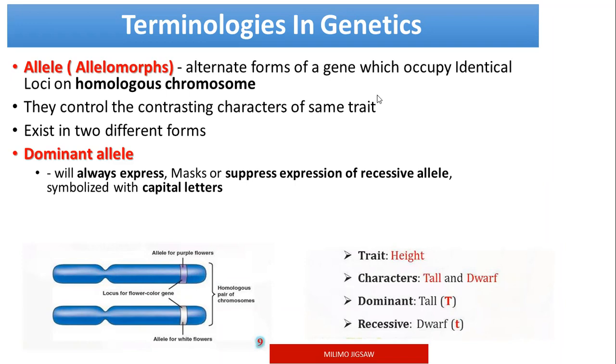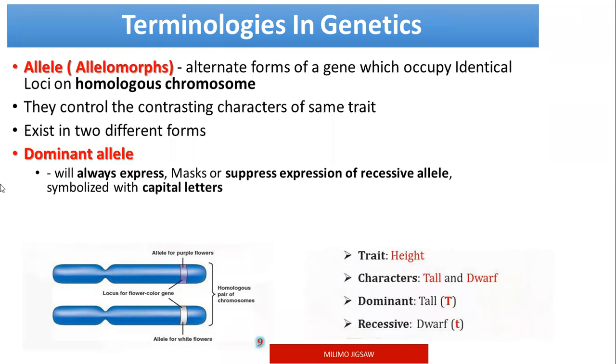And when we are doing crosses in genetics, the dominant allele is given a capital letter, in the example of height, capital T. So the dominant allele is symbolized by capital letters, while the recessive allele is symbolized by small letters.